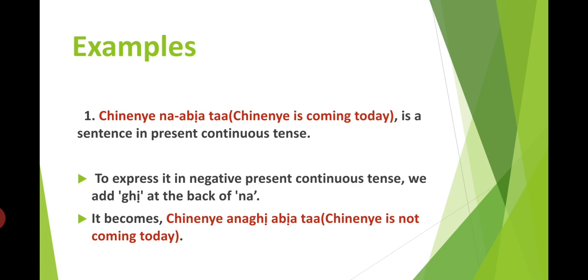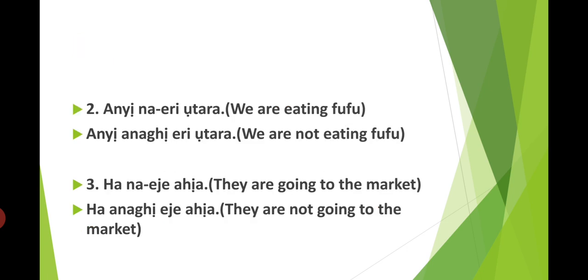So that's present continuous. Now when you want to say it in the negative present continuous tense, we now add GHI at the back of na. That is, we add ri. It becomes Chinenye anaghị abịa taa. Chinenye is not coming today. Anyị na-eri ụtara. We are eating fufu. Anyị anaghị eri ụtara. We are not eating fufu. Ha na-eje ahịa. They are going to the market. Ha anaghị eje ahịa. They are not going to the market.